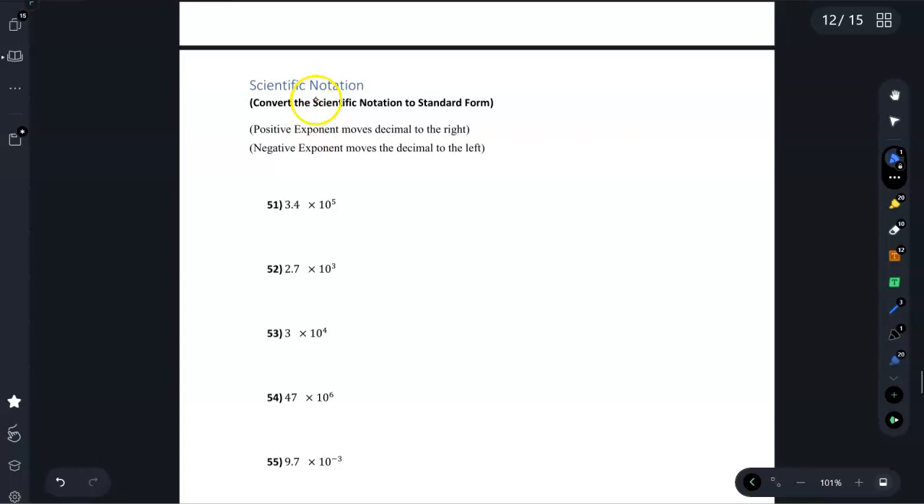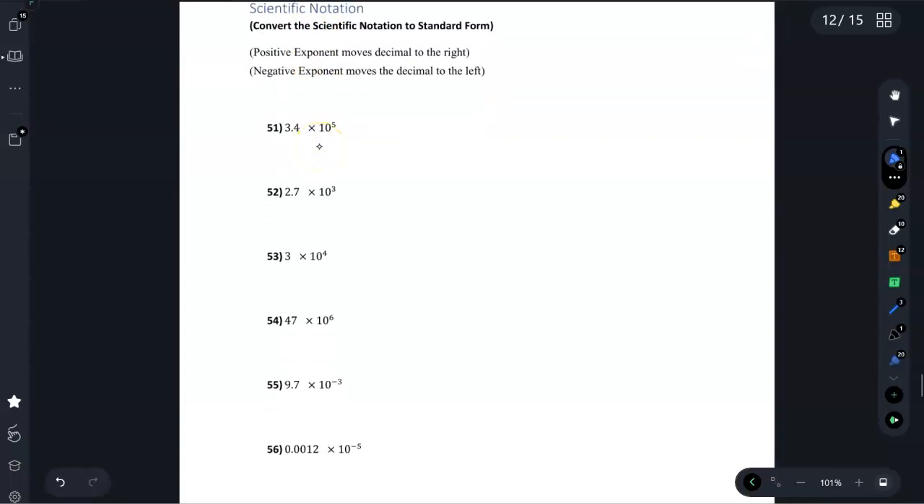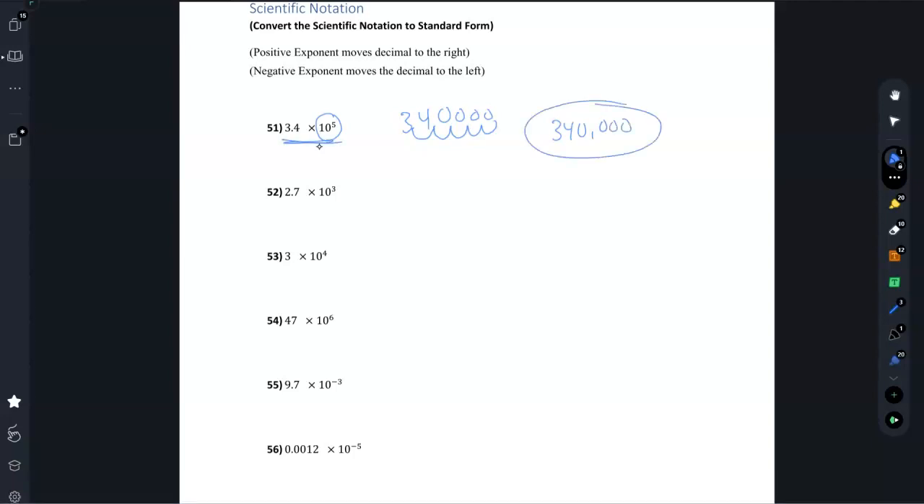We talked about scientific notation and how to just write it as a standard decimal form. So if I see 10 to the positive 5, that means I'm moving this decimal in 3.4, and I'm moving it 5 times to the right, which means I would have 4 zeros, which would give me 340,000. That is the same thing as 3.4 times 10 to the 5th.